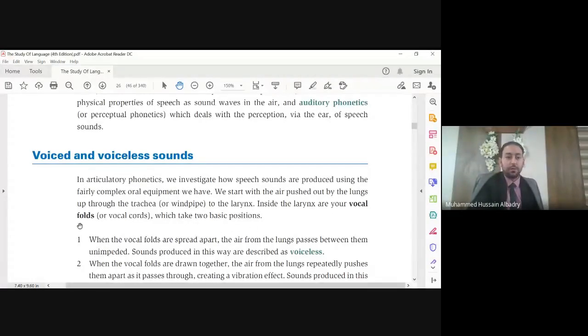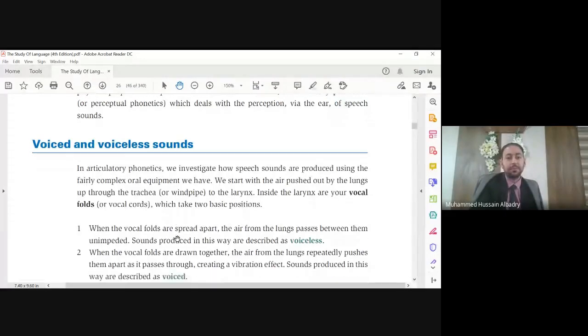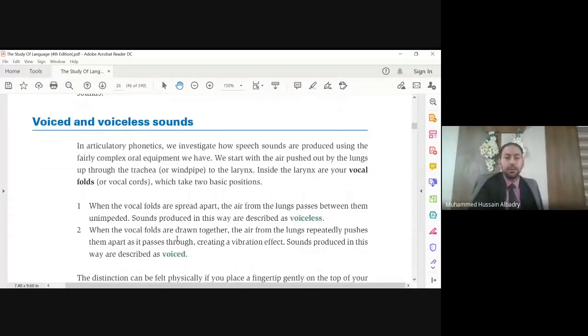Vocal cords or vocal folds. Here are two basic positions. When the vocal folds are spread apart, the air from the lungs passes between them, and sounds produced in this way are described as voiceless.